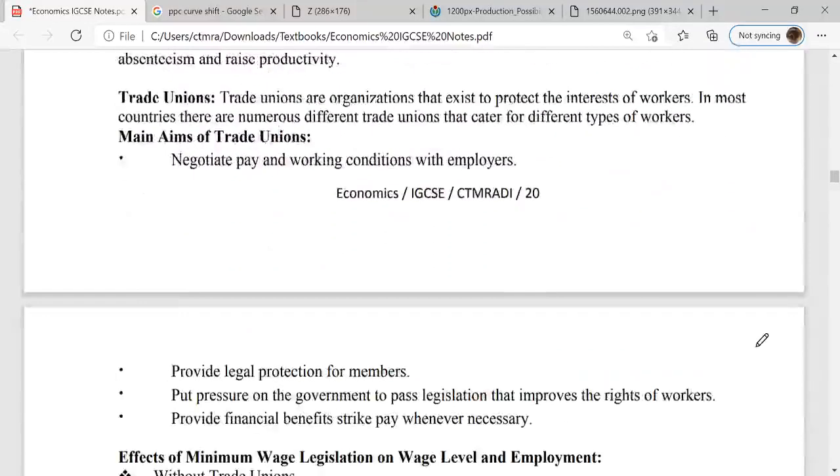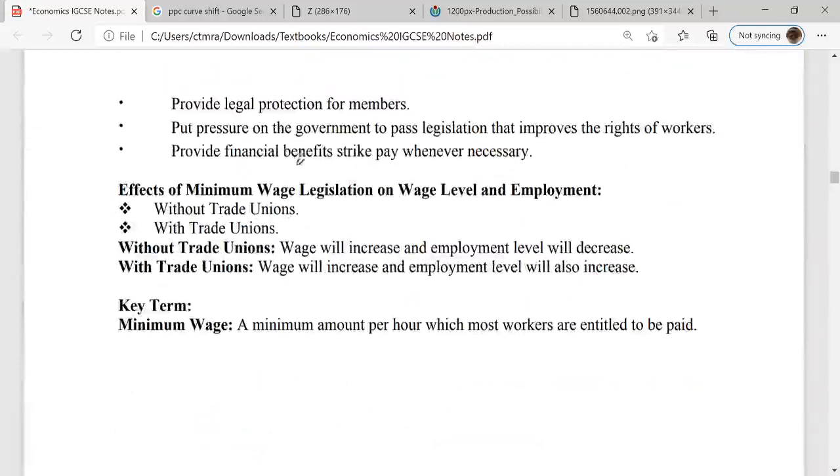Then the trade union can also interfere. Trade unions are organizations that work for the rights of the workers. If they are strong, they can interfere in the labor market by negotiating their pay and their working conditions. They can provide legal support. They can put pressure on the government to come up with laws that are helpful for the workers, like minimum wage legislation. And they provide financial benefits like strike pay. Sometimes trade unions go for strike, when they're very strong.